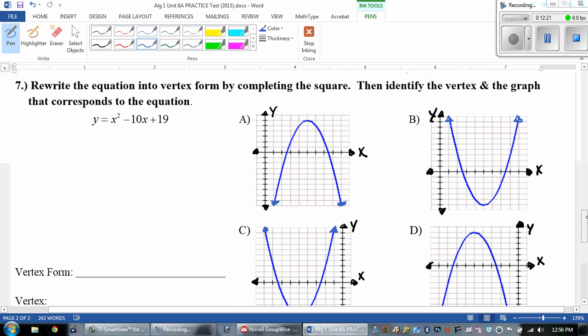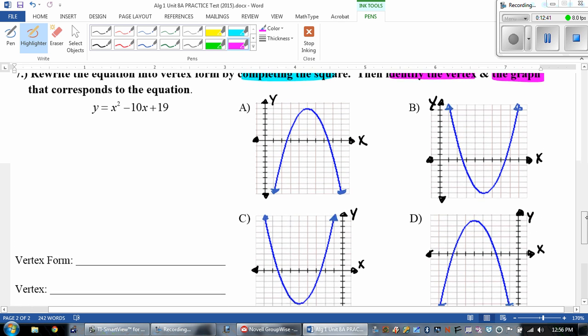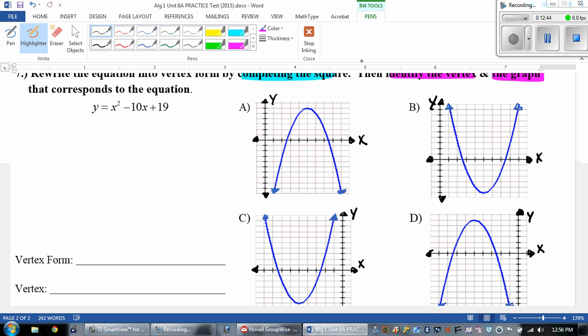Okay, number 7 says to rewrite the equation into vertex form by completing the square. Okay, so that's the first thing we have to do. Then identify the vertex and the graph that corresponds with the equation. So the first thing that we have to do is complete the square. So as we're doing that, I'm just going to move it over here. We have x squared minus 10x. And then I move that plus 19 over a bit because I'm going to be adding something and then subtracting something.